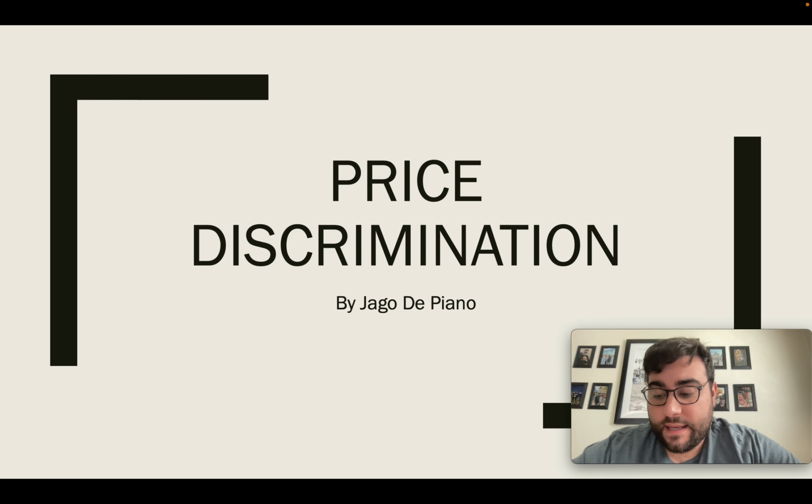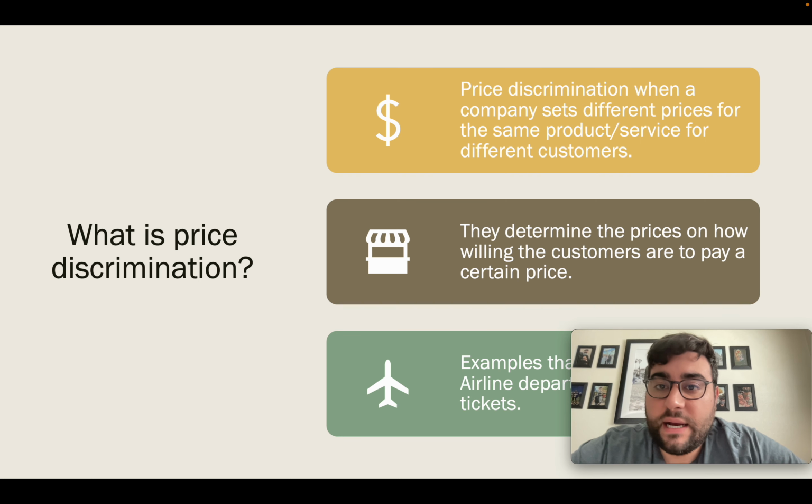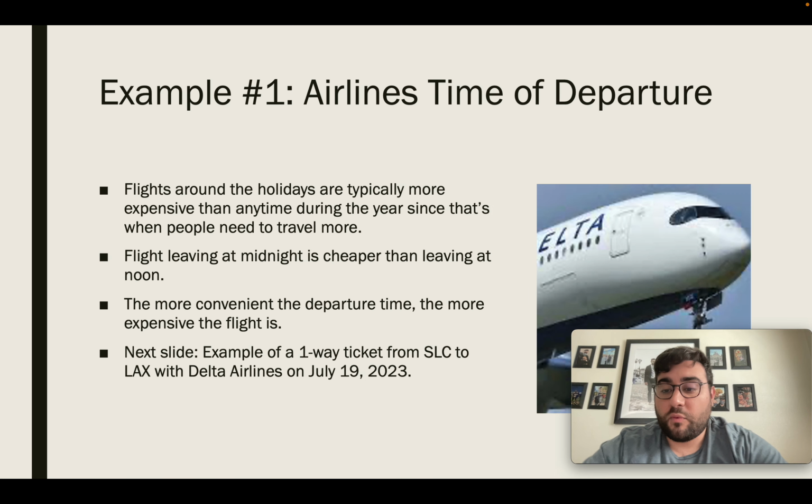Price discrimination is when a company sets different prices for the same product or service to different customers. Some of the examples I'm going to go over today are airline departure times and Disneyland tickets, where they determine the prices based on how much customers are willing to pay at that time. And so, example number one is the airline.